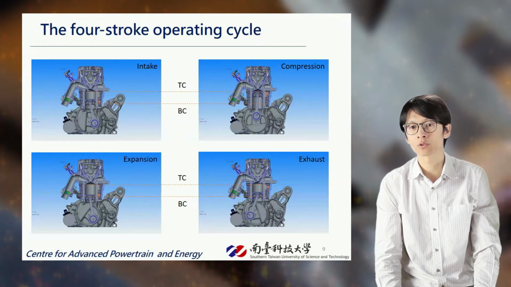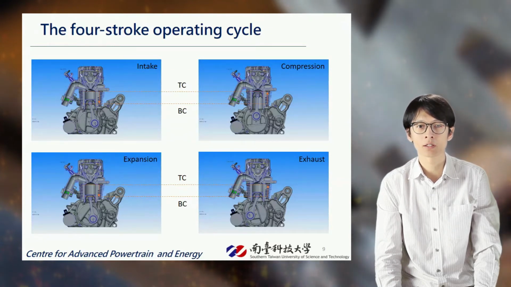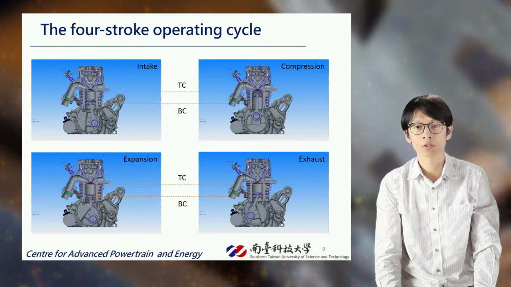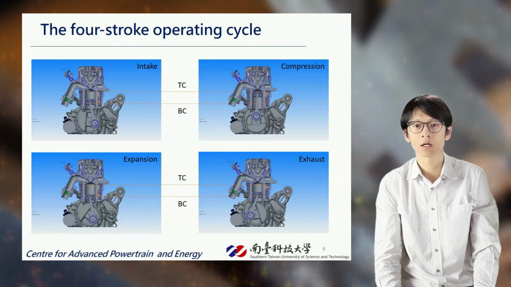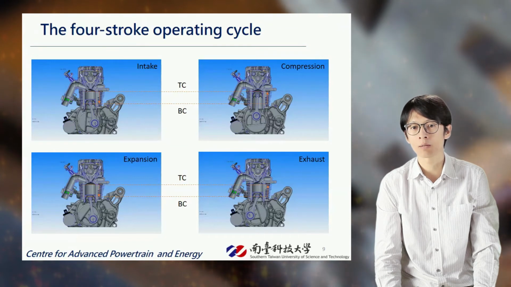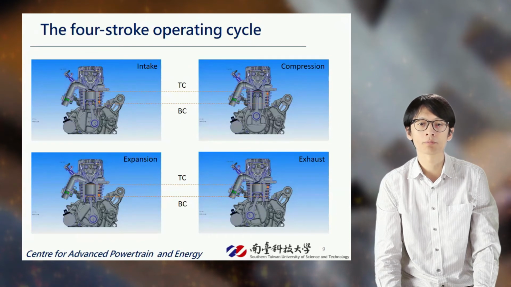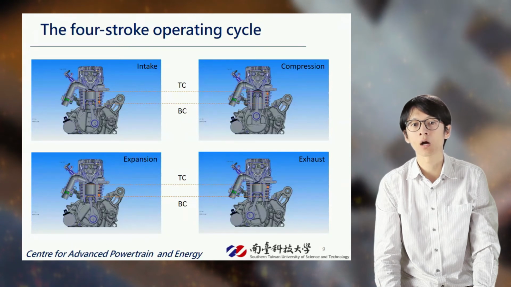In the following compression stroke, both intake and exhaust valves are closed. The induced air and fuel will then be compressed. In the expansion stroke, the mixed air and fuel is ignited and the combustion pressure is going to force the piston to move from top center to bottom center. The exhaust valve opens while the piston reaches the bottom center. The exhaust is expelled out of the exhaust valve while the piston is moving from bottom center to top center.